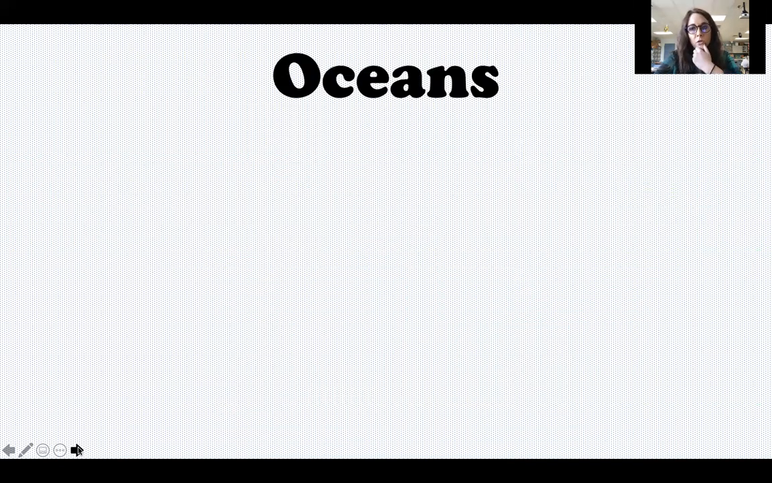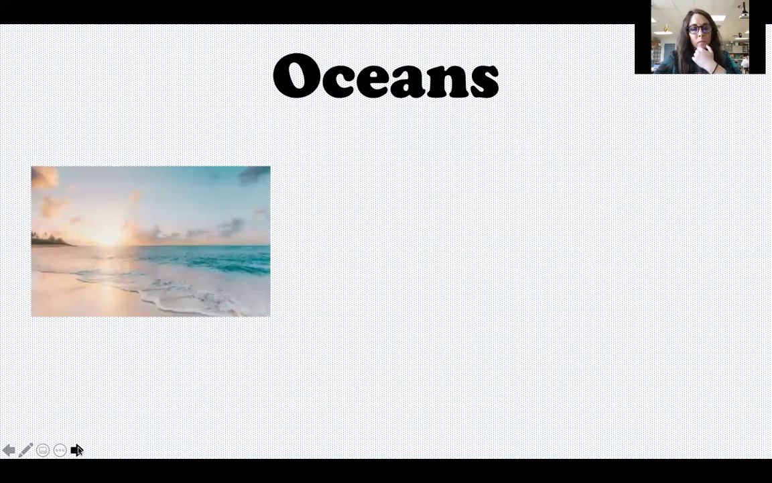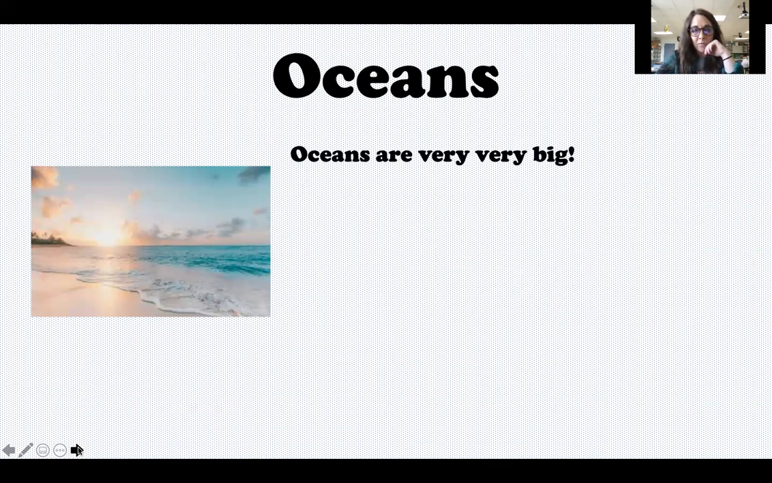So let's talk about oceans first. Hopefully you have some background knowledge about oceans. Maybe you've been to the ocean before. Oceans are very, very big. When you look at a picture of the earth taken from outer space, most of the earth looks blue. That's because most of it is covered in ocean water.